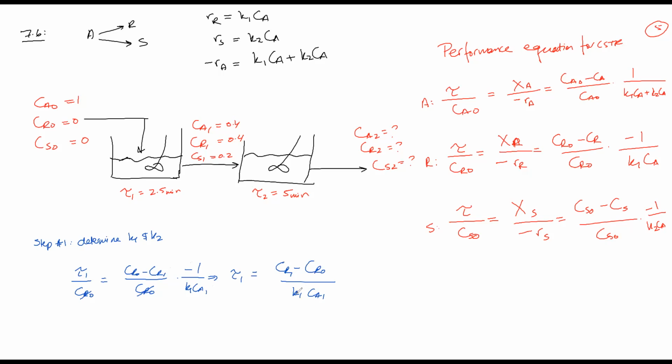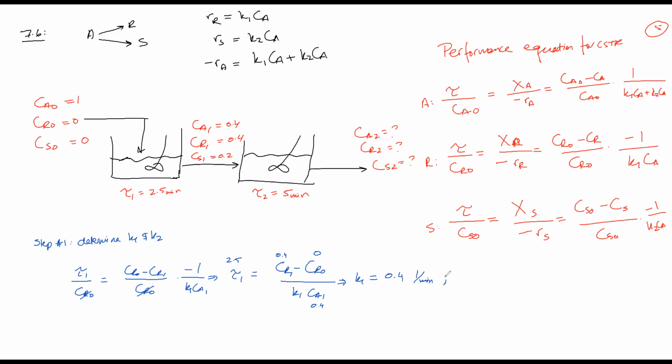And I can use this equation to get K1 because I know tau to be 2.5, CR1 is 0.4, CR0 is given to be 0, and CA1 is 0.4. So you can use this to calculate K1, and you're going to get K1 equal to 0.4, 1 over minute. These are the units.